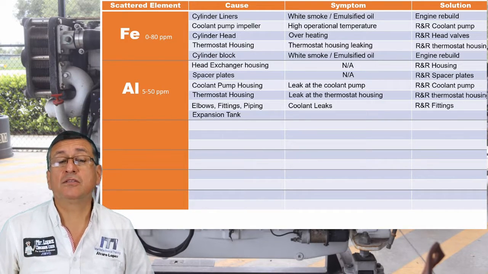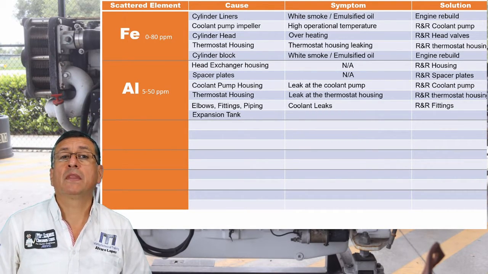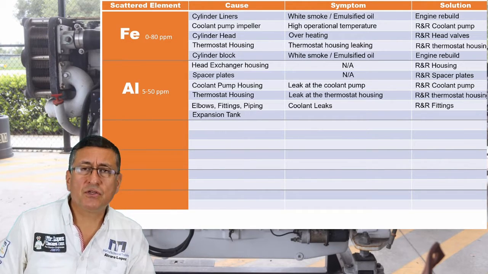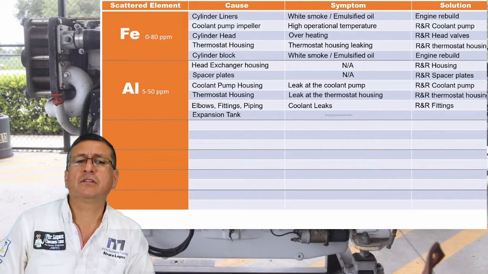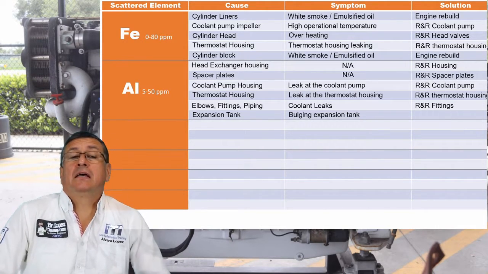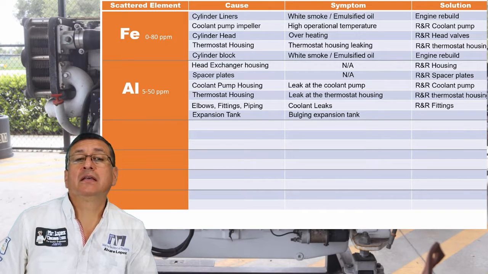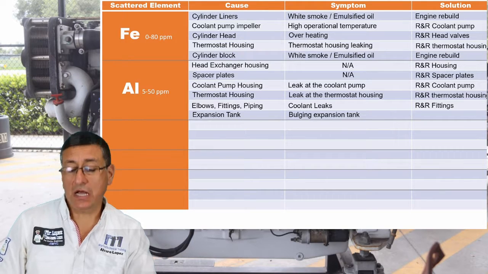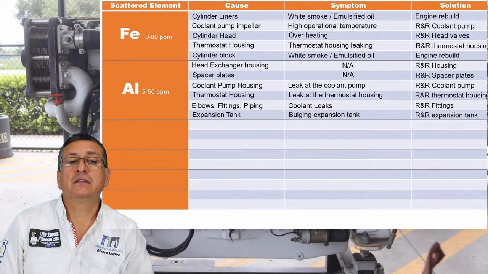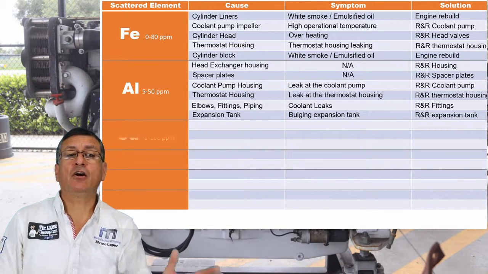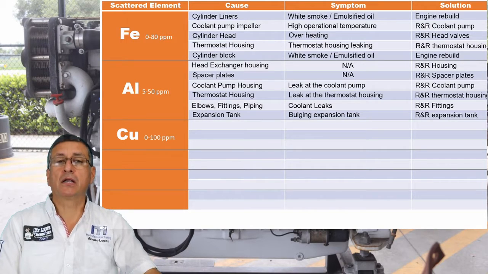The expansion tank: in some diesel engines, the expansion tank that is incorporated with the heat exchanger is probably aluminum, and you can have degradation or cracks on the expansion tank. In some cases, the expansion tank expands because the thickness of the wall is degraded, and of course you need to replace the expansion tank as soon as possible. This is the solution. Simple. That's the aluminum.